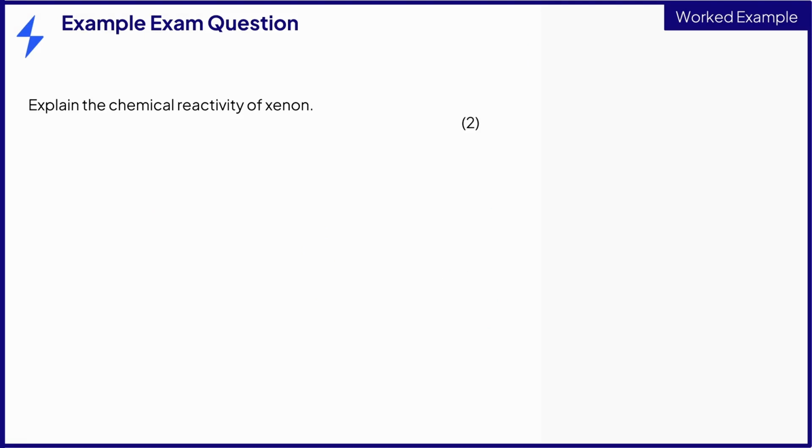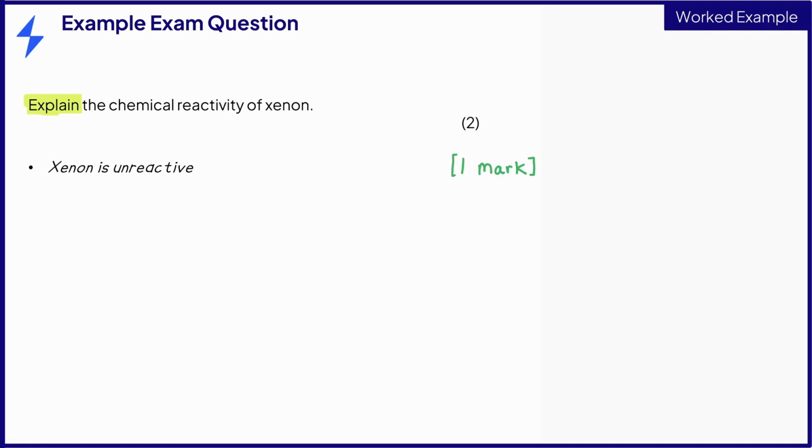Let's look at a typical exam question about the noble gases, which focuses on reactivity. The command word in this question is explain, so you need to state what the chemical reactivity of xenon is and give a reason for its reactivity. Let the number of marks available guide you to the amount of detail that is required. It is a sensible assumption that 1 mark is available for stating that xenon is unreactive, so the second mark must be for the reason.